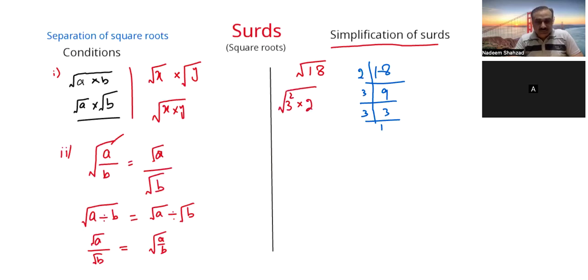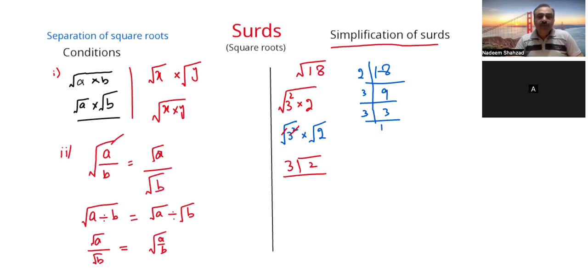Is that clear? Yes. It means 3 is coming here 2 times, so we can write it as 3 squared and 2. Now, on the basis of multiplication, we can separate their square roots. So when we separate their square roots, we will get square root of 3 squared, multiplied by square root of 2. This square will be cancelled with the square root. We will get 3, and then square root 2 as it is, because square root 2 we cannot solve. So just let me know, everything is clear?